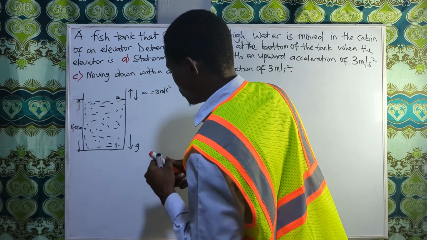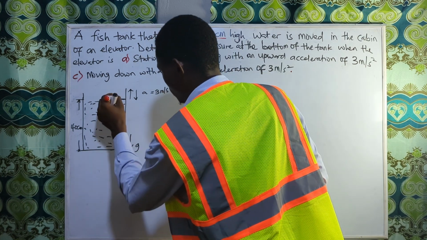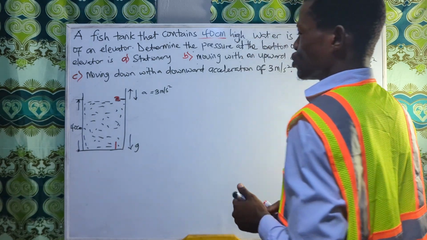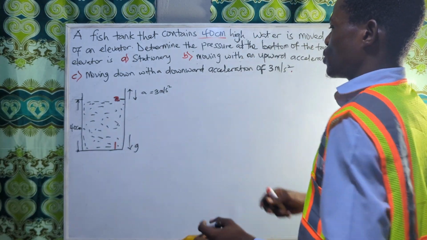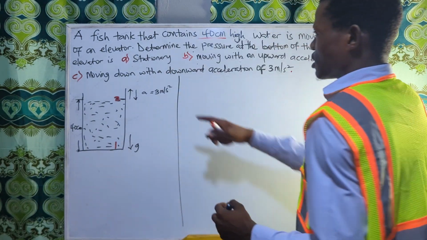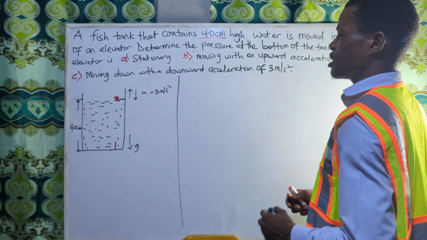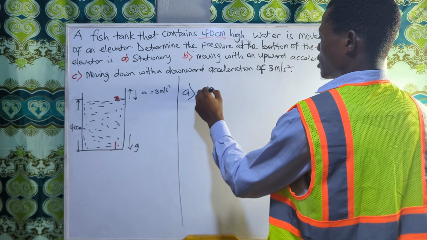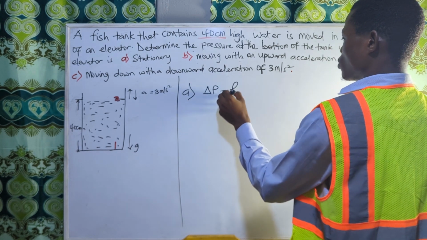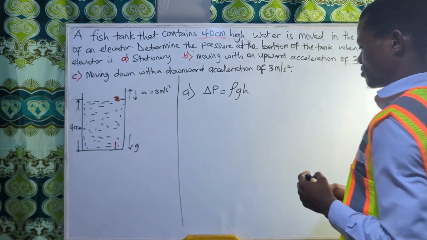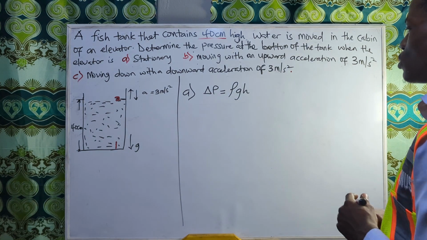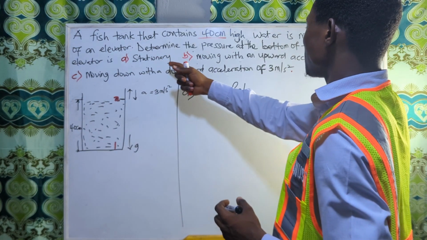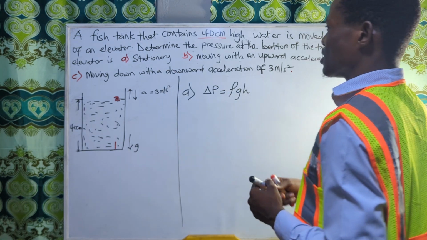Let me use the red pen. Yes, so our point 2 and point 1. So to find the pressure difference, we are starting with A, the stationary one. For A, we know that the pressure difference is equal to rho g h. So for the stationary, it's very simple to go about it.